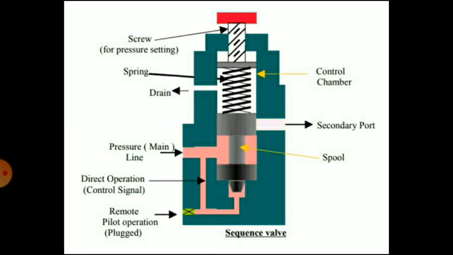So you can see when the spool lifts, the flow is connected to the secondary port that is shown at the right hand side. It uncovers the port and thus supplies fluid to the other consumer, that is the secondary port. Due to the lifting of the spool, the flow from the main line, that is from the pump, is connected to the second port, thus achieving the sequencing operation.